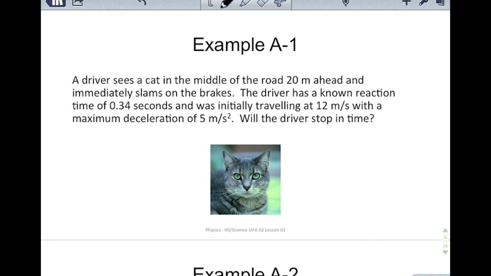So, in this first example, it says a driver sees a cat in the middle of the road 20 meters ahead and immediately slams on the brakes. The driver has a known reaction time of 0.34 seconds and was initially traveling at 12 meters per second with a maximum deceleration, with deceleration being the key there. Will the driver stop in time?